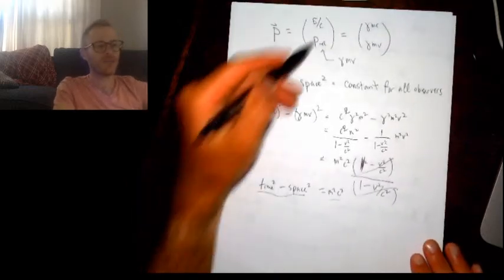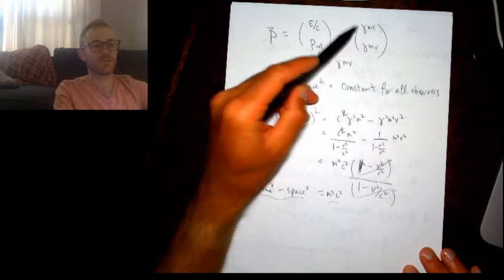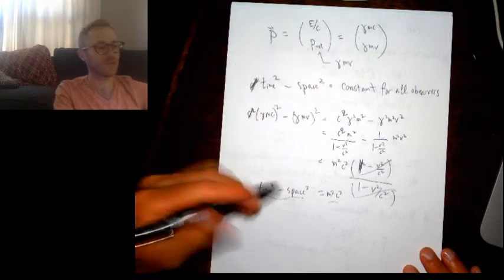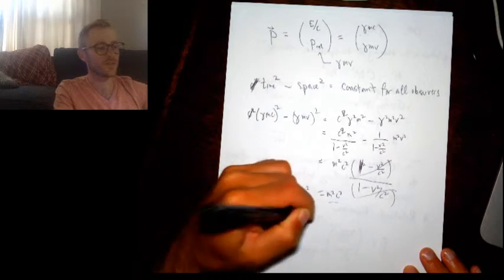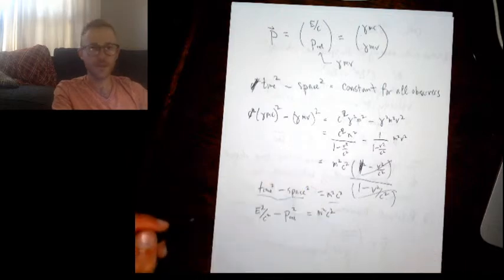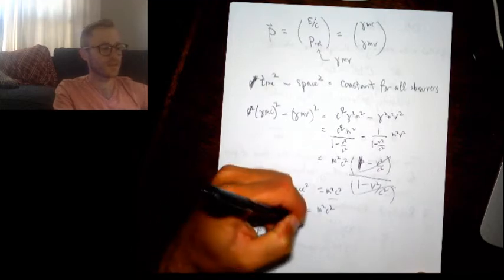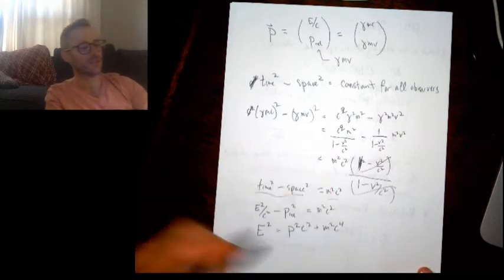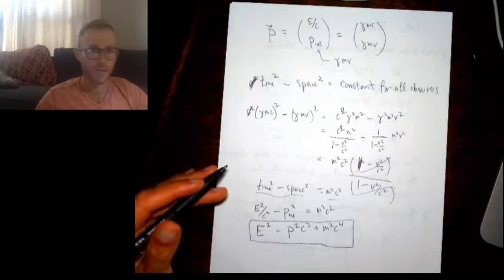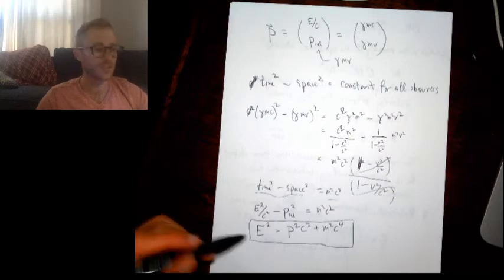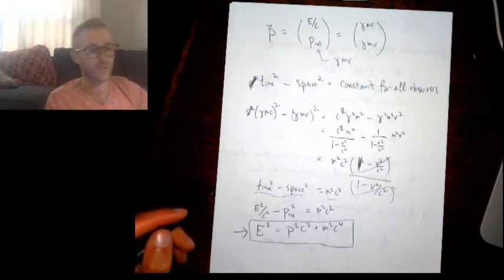Now, what happens if we do time component squared minus space component squared with this formula? I would get E squared over c squared minus relativistic momentum squared equals m squared c squared. And this can be written as E squared equals p squared c squared plus m squared c to the fourth. So this is the generalization of E equals mc squared for particles that are moving. This is a very famous formula. This is the actual E equals mc squared formula. I just thought I would show that to you.